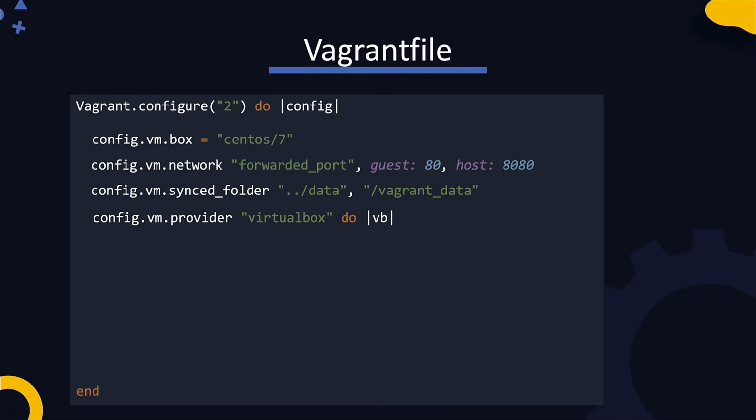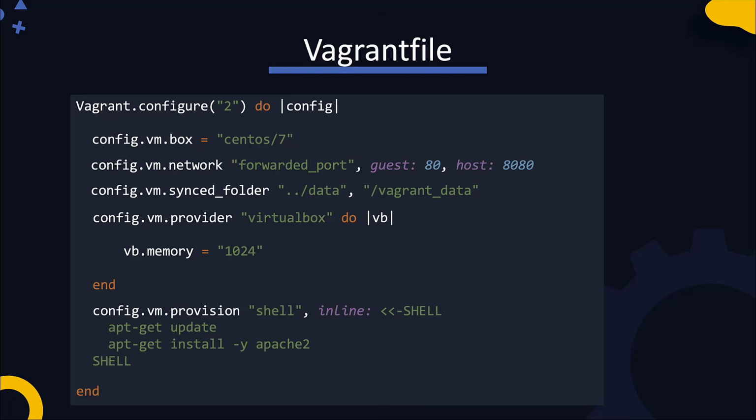If you'd like to configure the CPU and memory settings on the VM, then you could do that within the provider VirtualBox block like this. You can also configure a simple shell script to run at boot up using the shell provision block like this. So when you run the Vagrant up command now, Vagrant provisions a VM following the specifications given in this Vagrant file, and also runs the shell script given here.